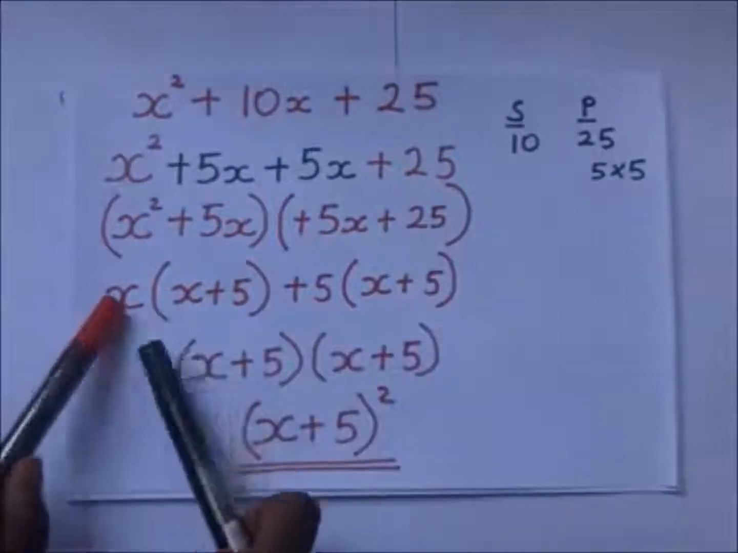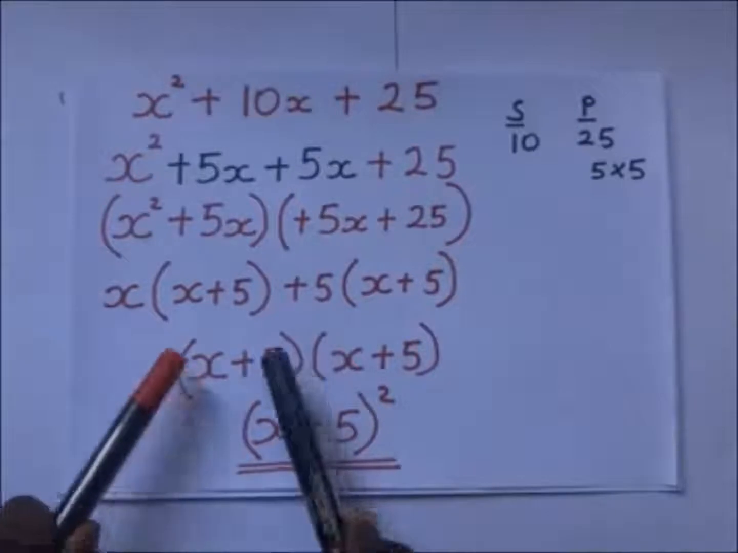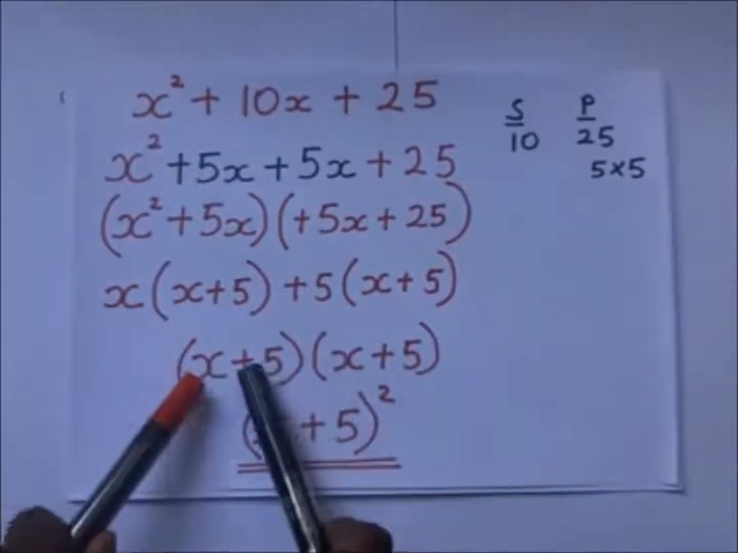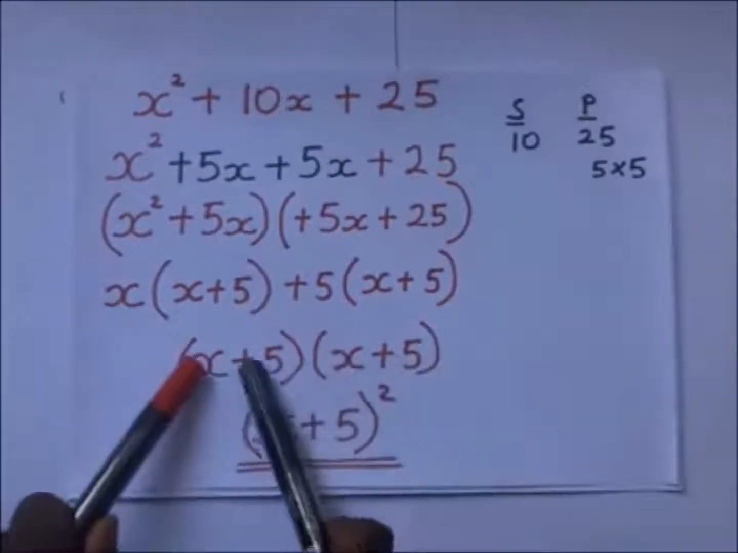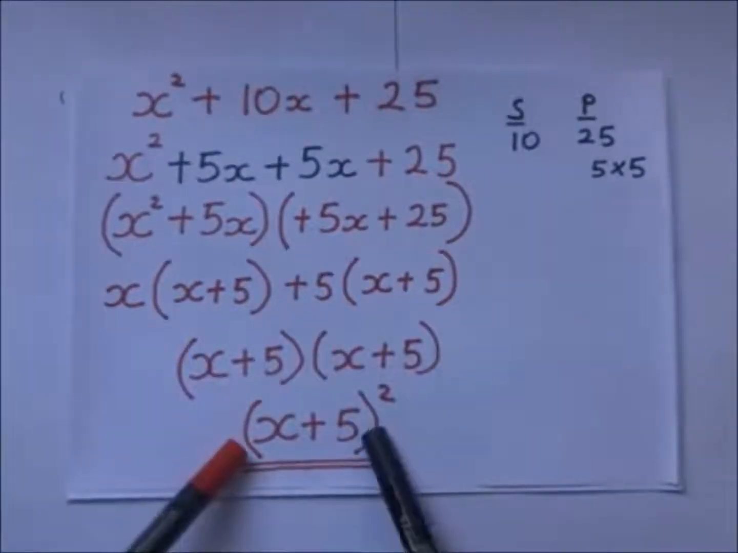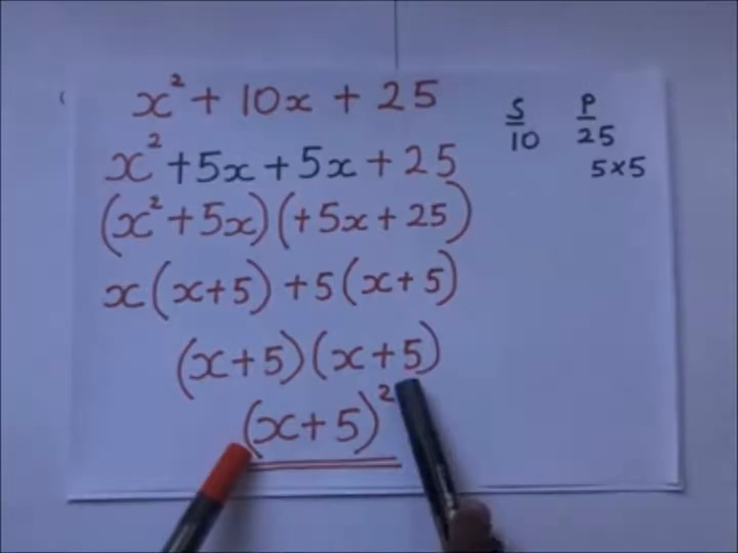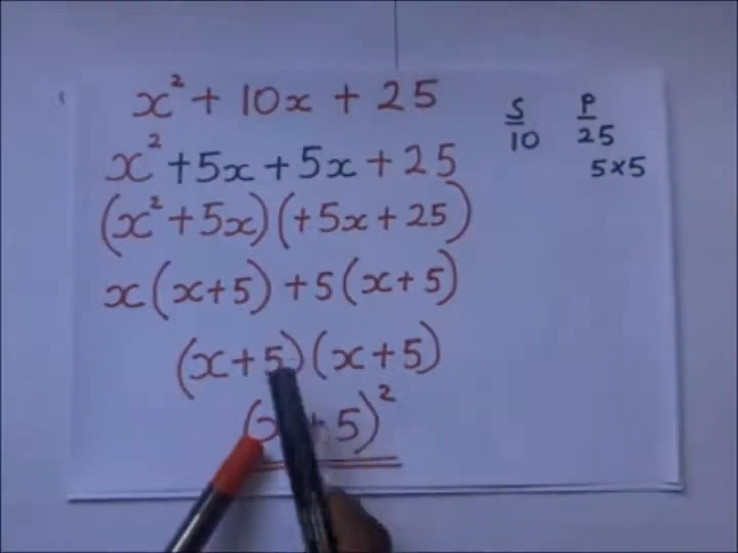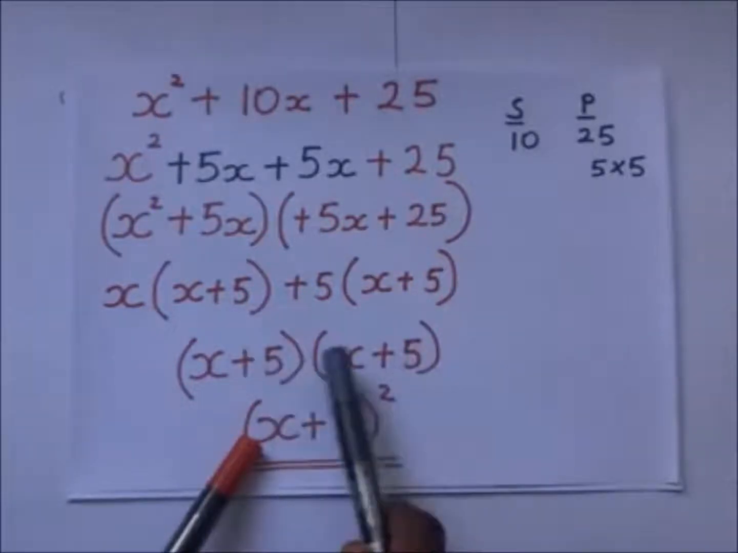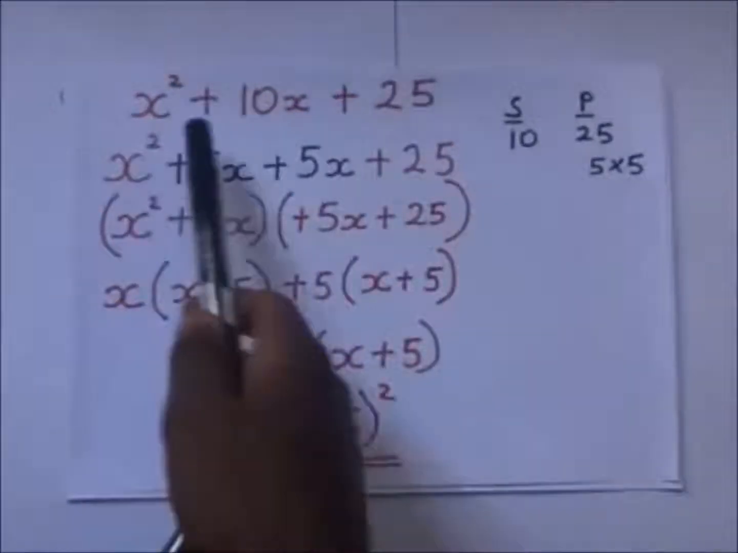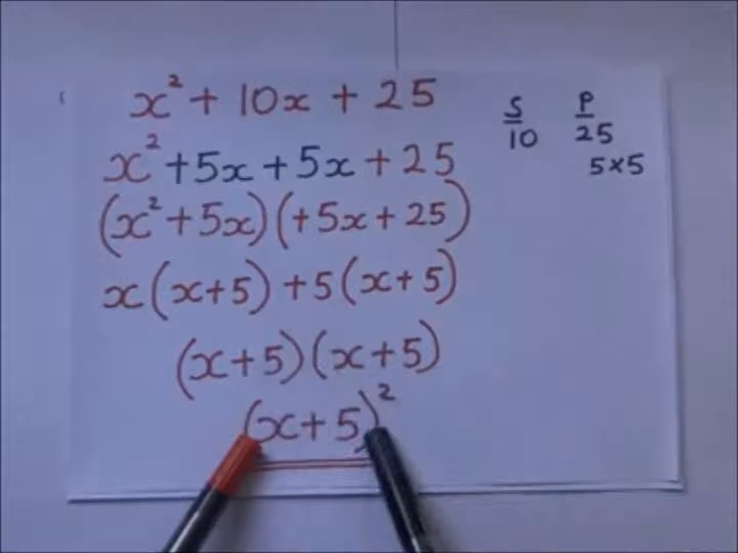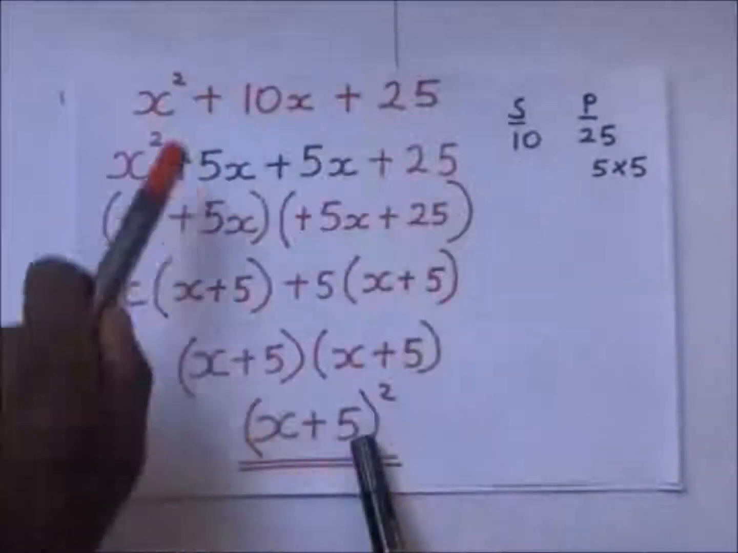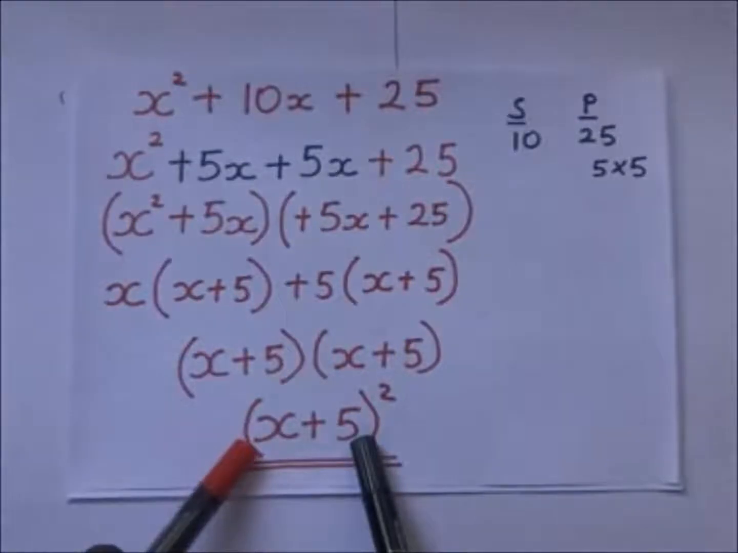So you end up having x plus 5 in one bracket, then the terms in the brackets in another bracket. And you realize that it is x plus 5, which is the same term, and we end up having x plus 5 squared. Because we are having x plus 5 squared, it means that the roots of this quadratic equation are the same. It is 5. So this makes this quadratic expression a perfect square.